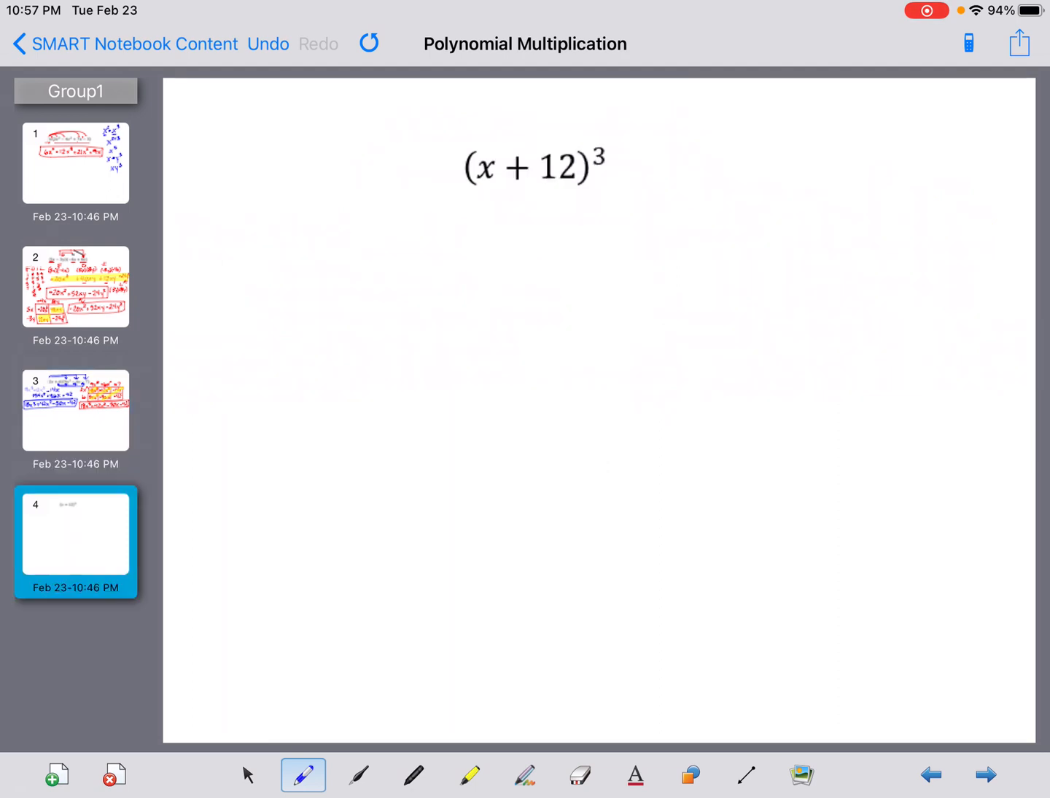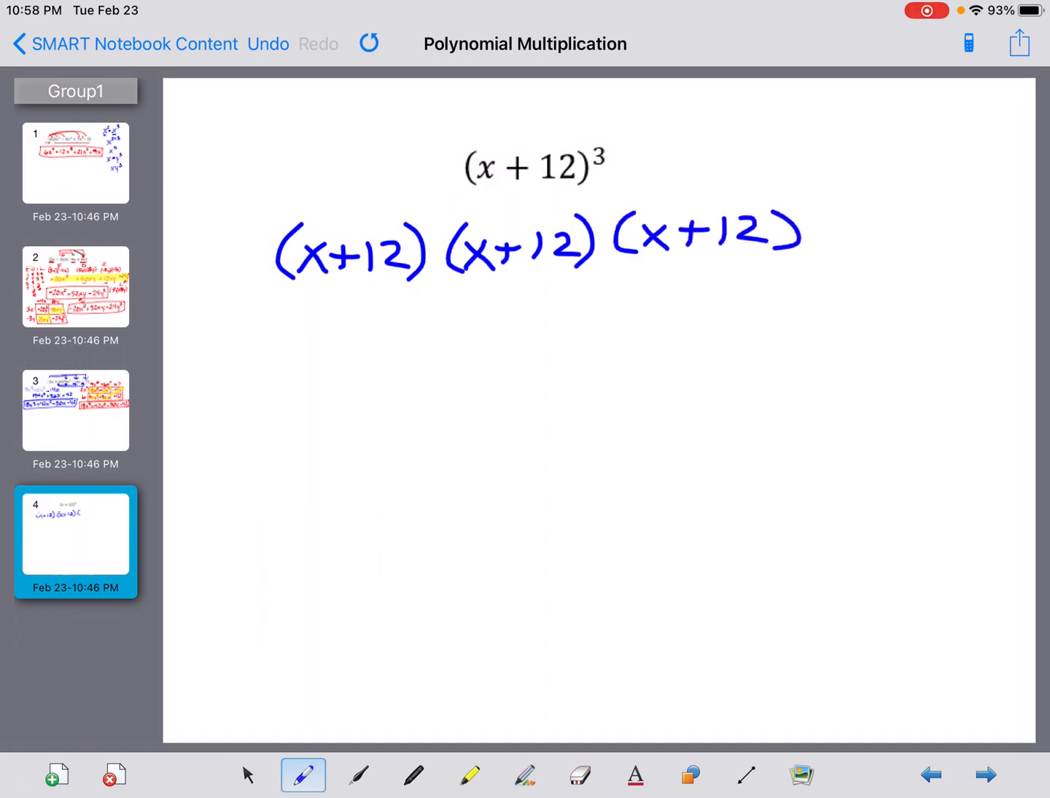The reason I'm showing you this example is it's very easy to get lazy and think that what we should do is cube this and cube that and we're done. That's not what this means at all. What is the definition of something being cubed? It's to be times itself 3 times. So this is really x plus 12 times x plus 12 times x plus 12.